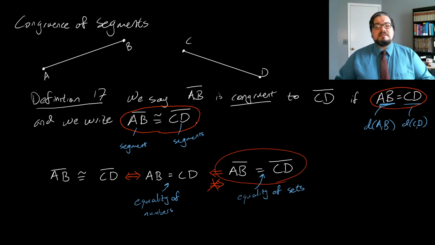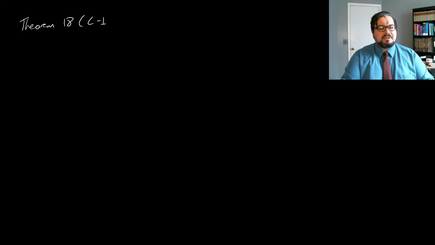So let's see some consequences of this. The definition allows us to prove certain things very easily about congruence of segments. Things are going to get a little more complex when we move into congruence of angles and triangles, but segments are actually fairly straightforward. The first thing we want to check is Theorem 18, or sometimes we can call it Theorem C1, the first congruence theorem, congruence for segments.